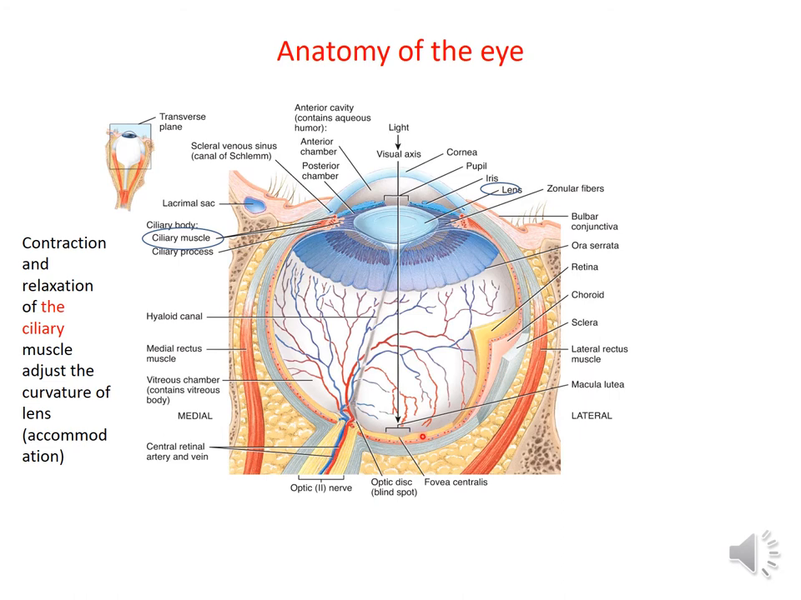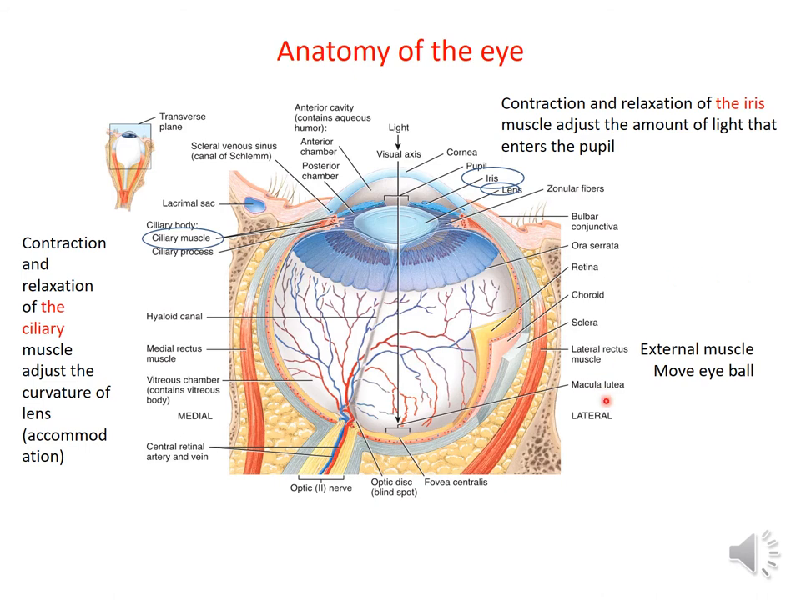We have in the retina something called the fovea centralis. It is the thinnest part in the retina, and it contains only cones, and it is the area of clear vision. That is the external muscles or the extraocular muscles that move the eyeball.